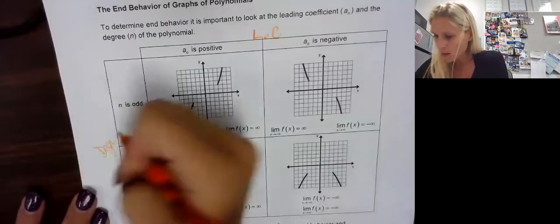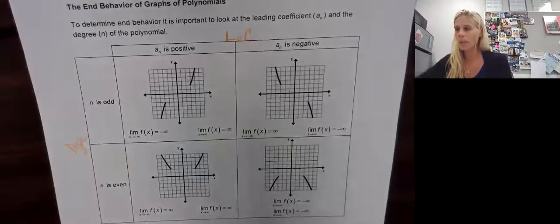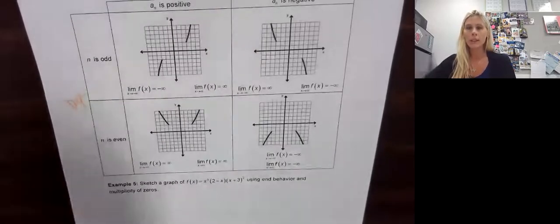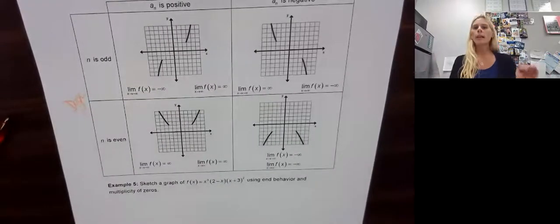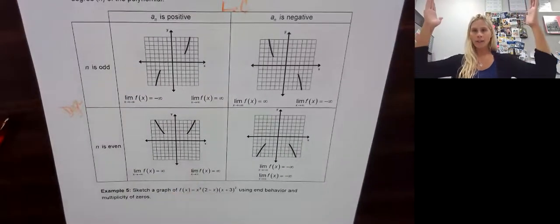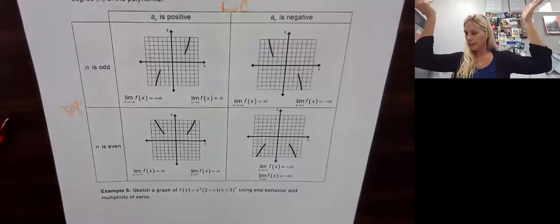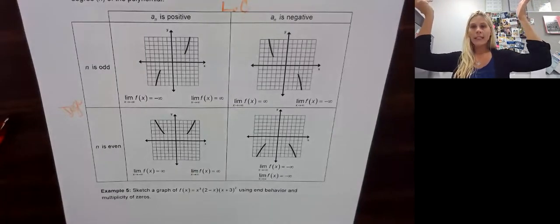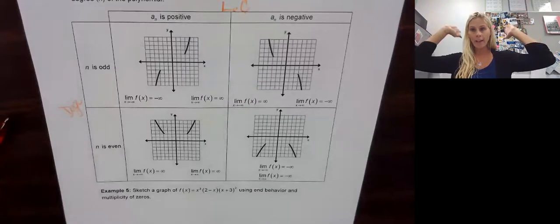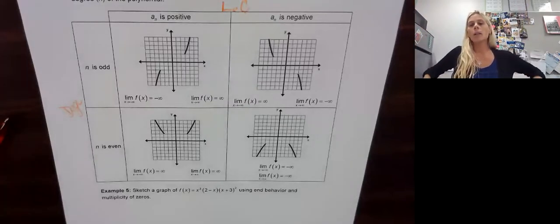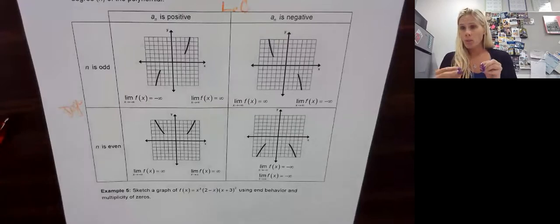What I like to do when I show my students is I'll start with even. So even and positive, we're up in the air like this. If it's even and negative, it flips and we're down below. They're both going down.